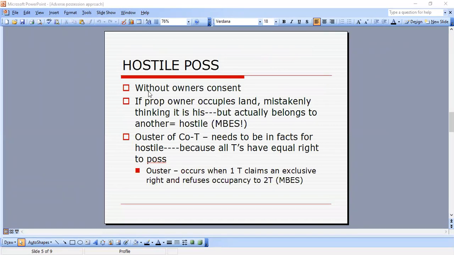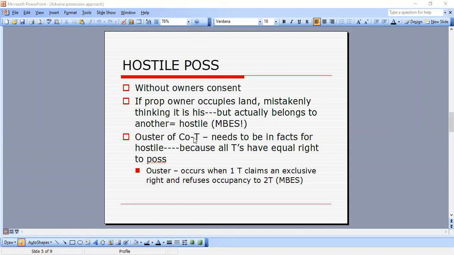Hostile possession, that means without the owner's consent. If a property owner occupies land mistakenly thinking it's his, I see these a lot in MBEs. We have an owner who puts a portion of his fence on the neighbor's land, mistakenly thinking that it belongs to him. So that actually belongs to another, and that would be hostile. Okay, they would consider that hostile for the MBEs.